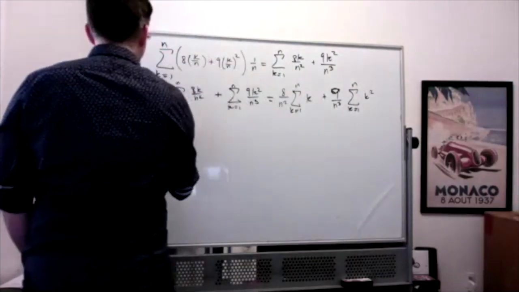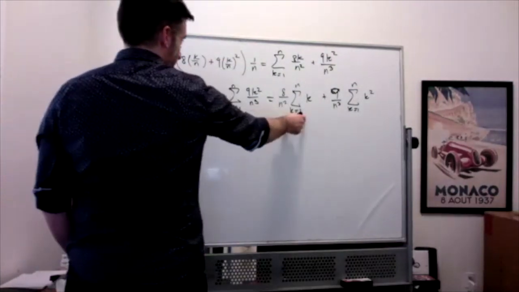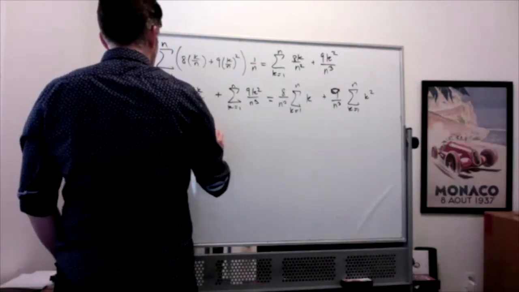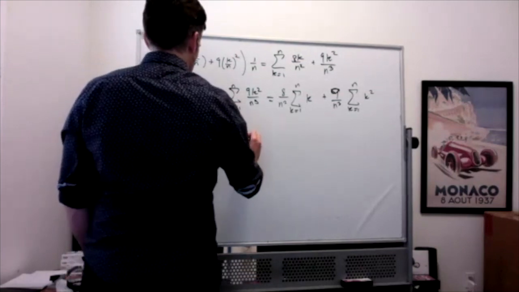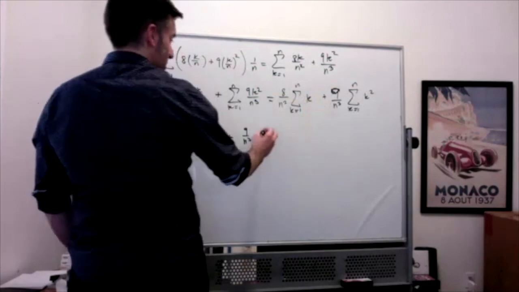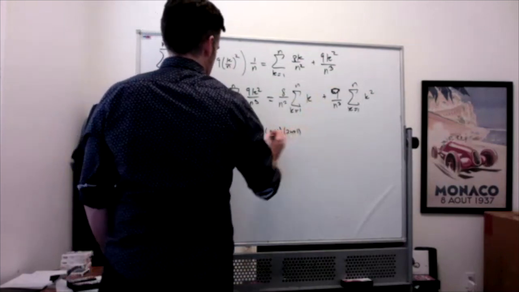And now we can use the given formulas. We can say that this is equal to 8 over n squared times the sum from k equals 1 to n of k, which is n times n plus 1 over 2, plus 9 over n cubed times the sum from k equals 1 to n of k squared, which is n times n plus 1 times 2n plus 1 all over 6.